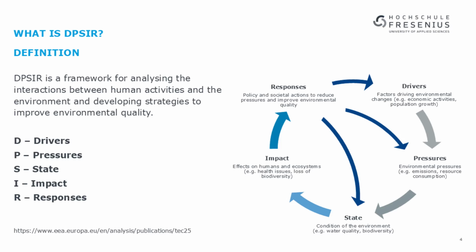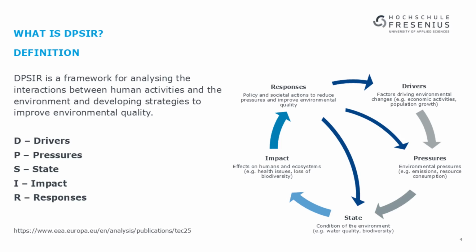What is DPSIR? DPSIR is a framework for analyzing the interactions between human activities and the environment and developing strategies to improve environmental quality. That said, it's not a set of hard and fast rules, but a guideline for tackling such analysis. DPSIR stands for drivers, pressures, state, impact, and responses. On the figure, you can see how they are related to each other.